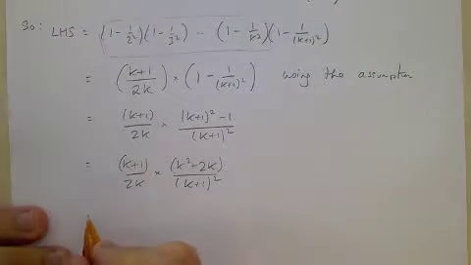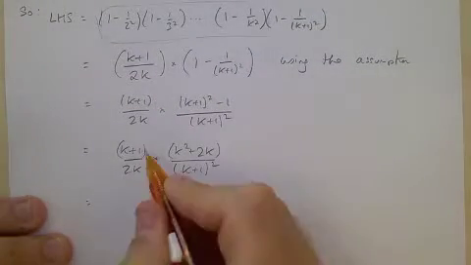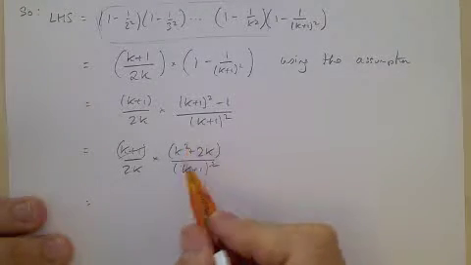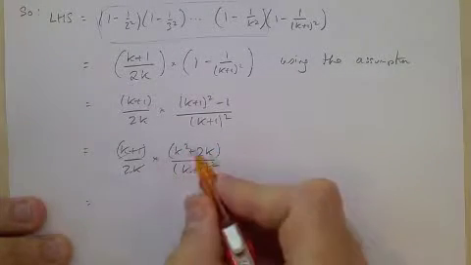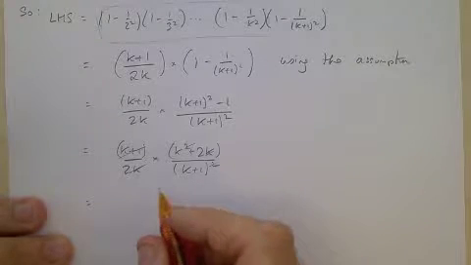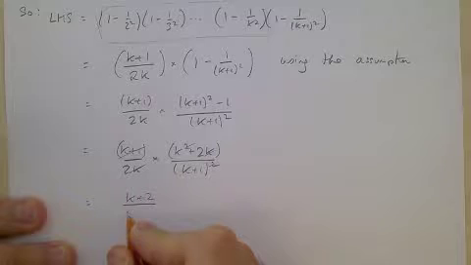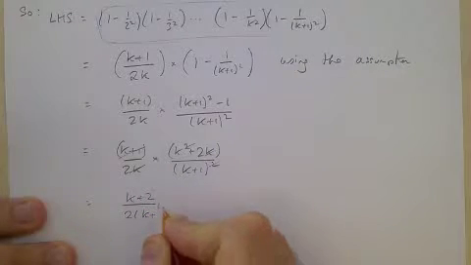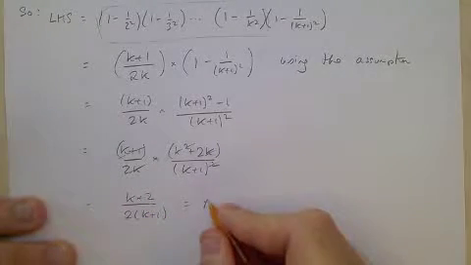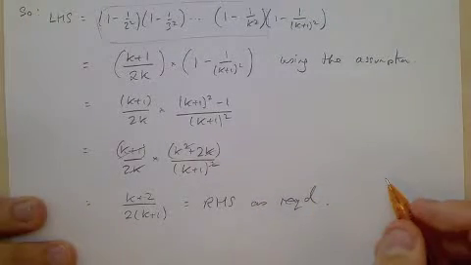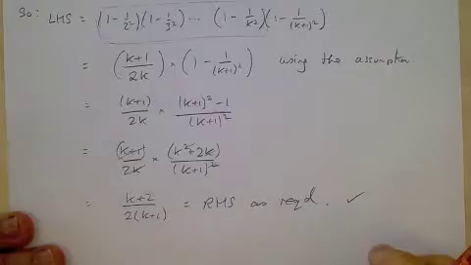And I'm getting close now. What can I do with this? Well, the k plus 1 will cancel. A k will factor out of this and will cancel here. So that will leave me with k plus 2 on 2 lots of k plus 1, which is equal to the right hand side as required. So I've completed the inductive step.